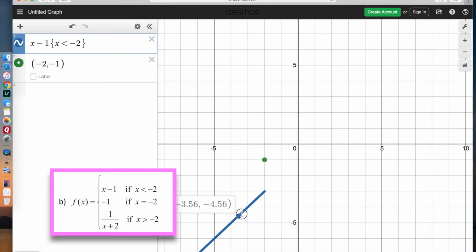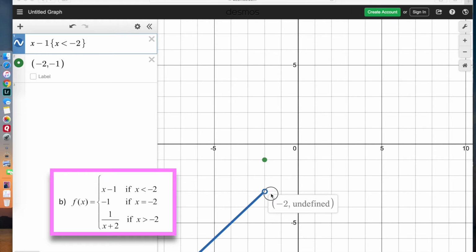So we already know that this function, the blue part, is not defined for x equals negative 2, that the whole function is defined at x equals negative 2.